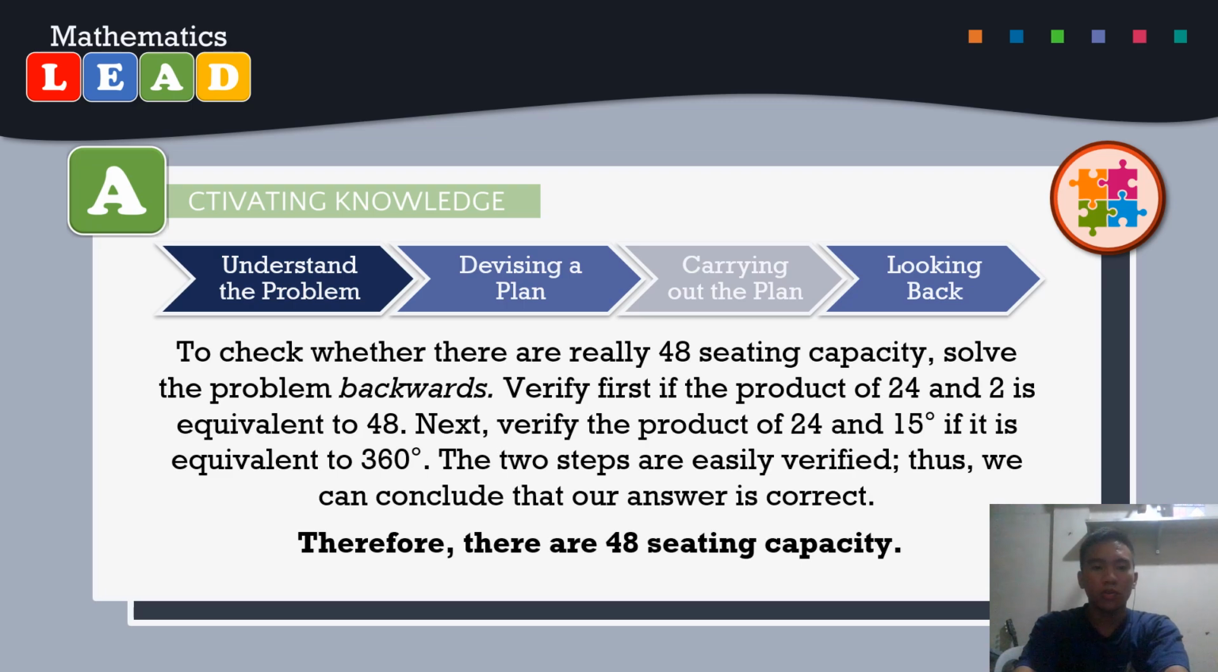The last step is look back. To check whether there are really 48 seats, solve the problem backward. Verify first if the product of 24 and 2 is equivalent to 48. Next, verify if the product of 24 and 15 degrees is equivalent to 360. The two steps are easily verified, thus we can conclude that our answer is correct. Therefore, the seating capacity is 48.